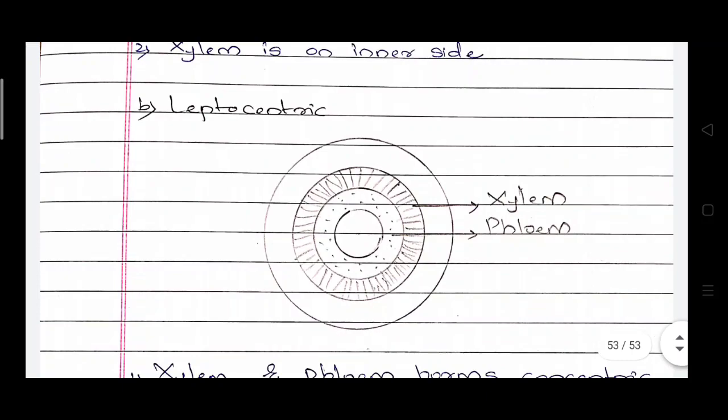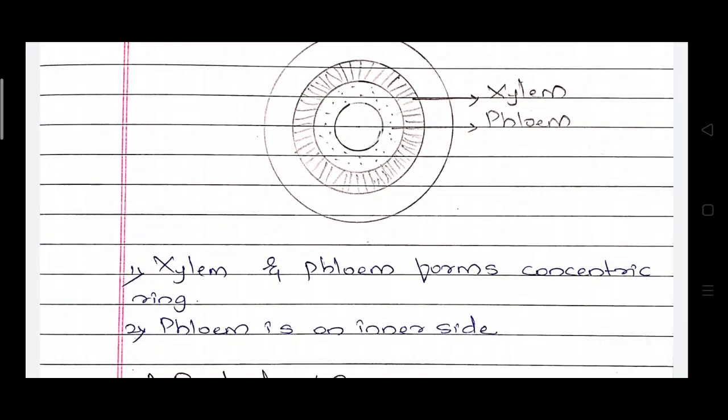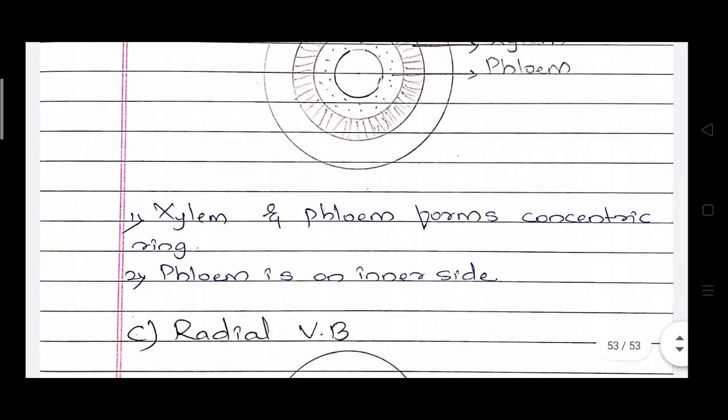In leptocentric, the condition is opposite to hydrocentric. Both xylem and phloem form concentric rings, but the phloem is present at the inner side and the xylem outside. So the only difference is the positions of the xylem and phloem. In hydrocentric the xylem is present at the inner side, and in leptocentric the phloem is present at the inner side. In both types they form concentric rings.